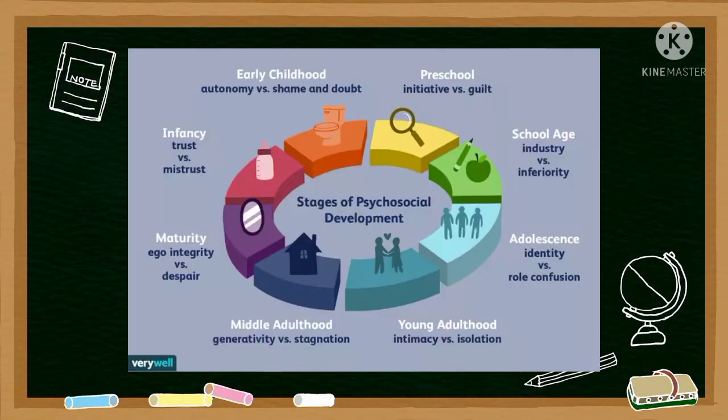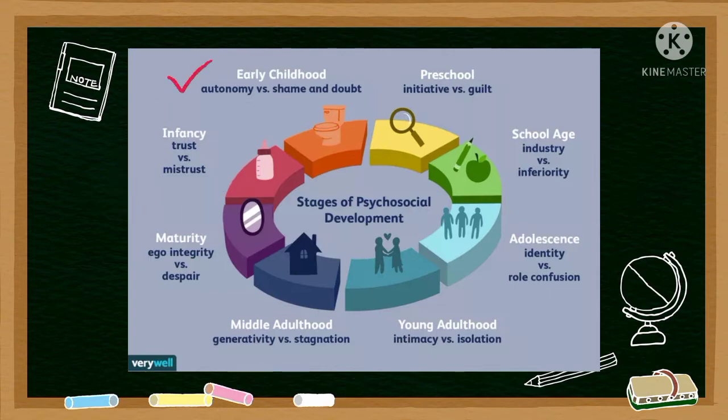So these are the 8 stages of psychosocial development. First, we have trust versus mistrust. This first stage of Erikson's theory of psychosocial development occurs between birth and 1 year of age and is the most fundamental stage in life.